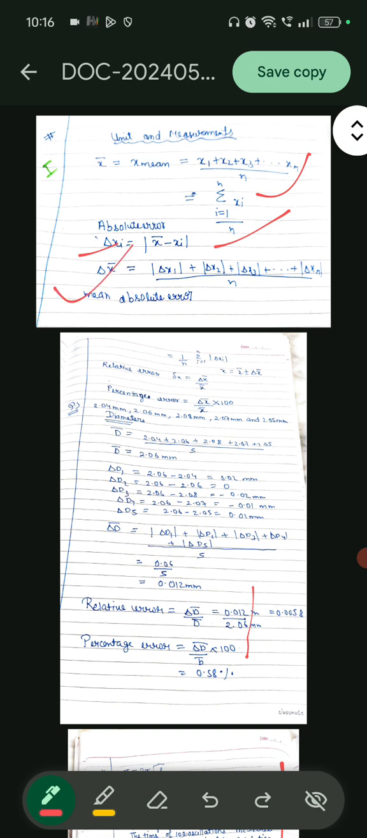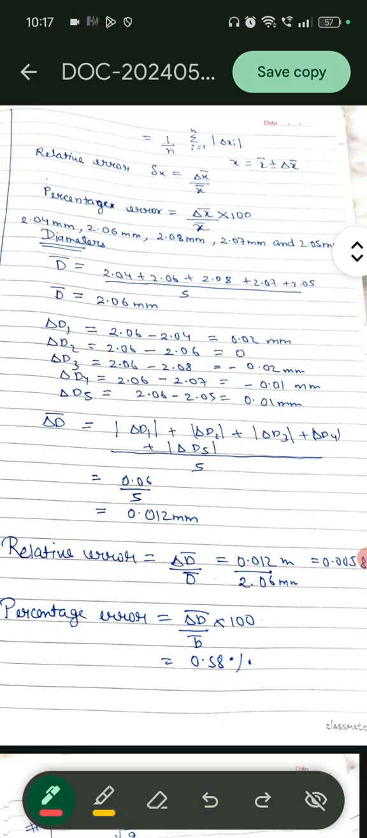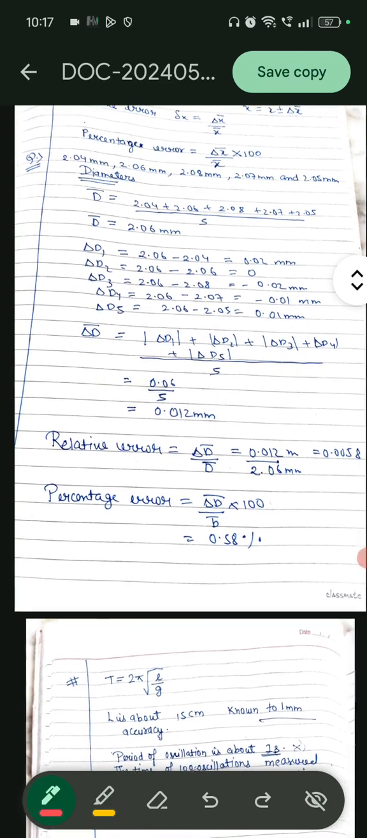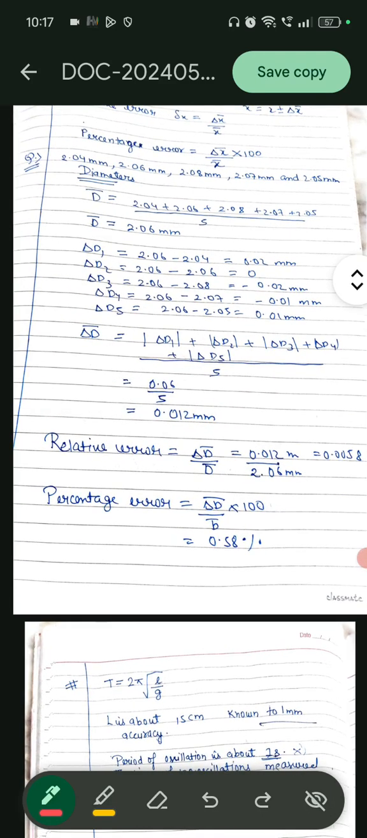And this is the relative error formula. This is the percentage error formula. So now you have to go through this numerical. In this numerical, the diameters are given, measured with a screw gauge or vernier caliper. The diameter of the ball, or of any object, is given. So you have to find the mean.